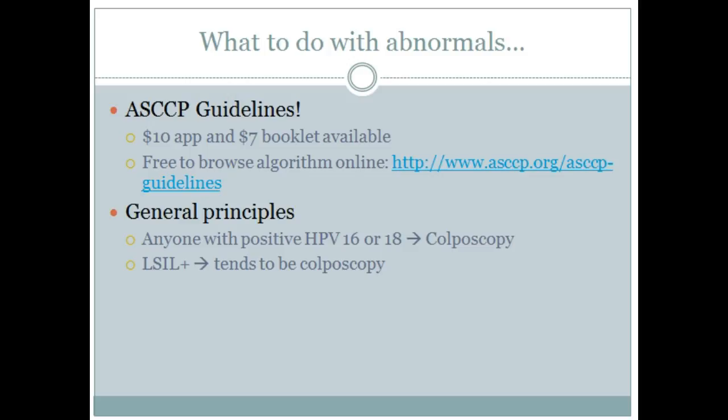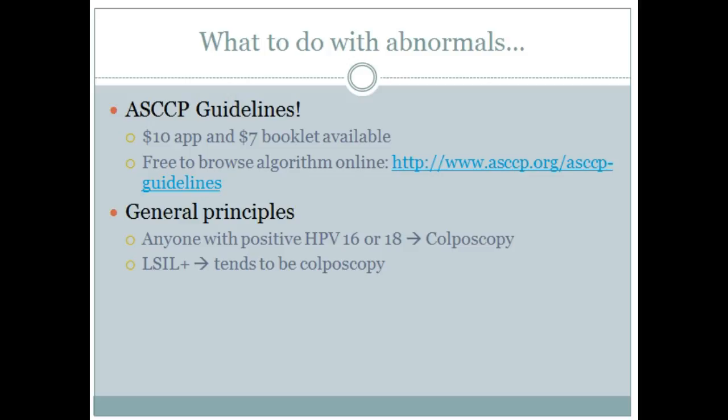General principles, really look to the booklet every time, but general principles are that anyone with a positive HPV 16 or 18, those two most common types to cause cancer, you're going to do a colposcopy, which is where the cervix is looked at more closely. We'll talk about that in a bit. And anything else or higher tends to be a colposcopy.